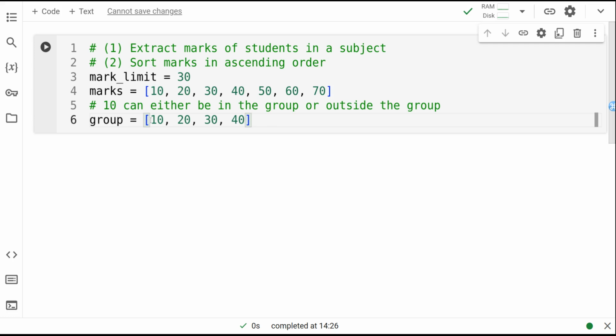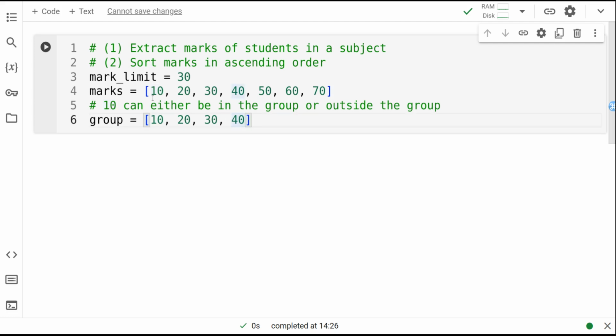Okay, so now can 50 be a part of the group? No, right? Because 50 minus 10 is greater than the mark limit. Therefore, we have to stop here. So, what is this? This is the largest group that includes 10. This is the largest group that you can form with 10 as the first member.